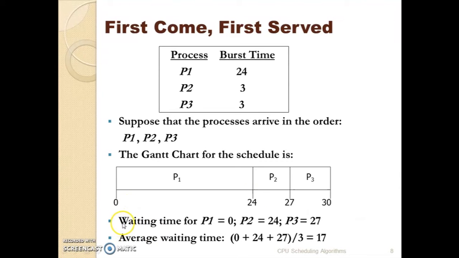Next is calculating the waiting time. If we see in this Gantt chart, the wait time for process P1 is 0 seconds. It came at 0 seconds and it got started at 0 seconds. Second is P2. P2 started at 24 seconds, so the wait time is 24. And P3 started at 27, so the wait time for P3 is 27. Now, we can easily calculate the average waiting time by adding them and dividing by the number of processes, which is 3.